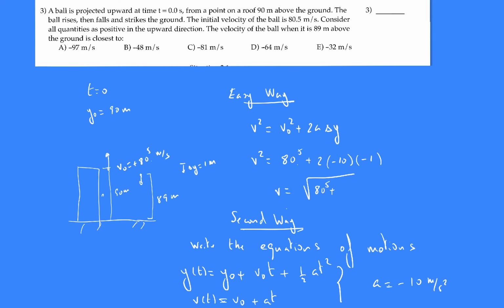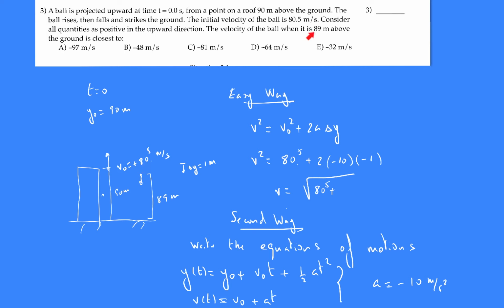So this problem says a ball is projected upward at time t equals 0 from a point on the roof, 90 meters above the ground. The ball rises, then falls, and strikes the ground. The initial velocity of the ball is 80.5. So the ball is launched from 90 meters with the initial velocity 80. Consider a quantity as positive in the upward direction.